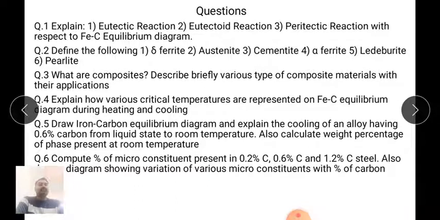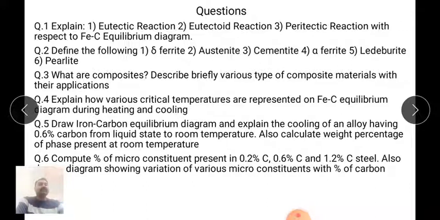Likewise you will have to explain delta ferrite, austenite, cementite, alpha ferrite, is it? And most of the time it is also given in the question: define delta ferrite, austenite, cementite, alpha ferrite with the iron carbon equilibrium diagram. In that case it is compulsory to draw the iron carbon equilibrium diagram, and again that question is also asked for 6 marks to 7 marks.